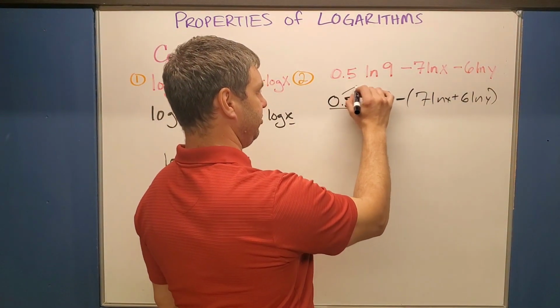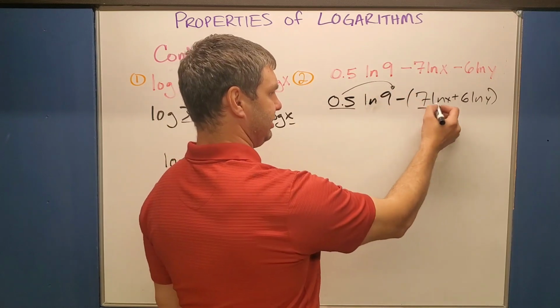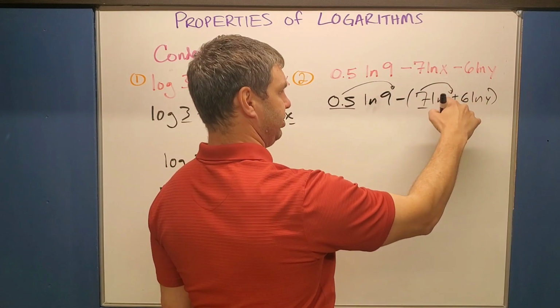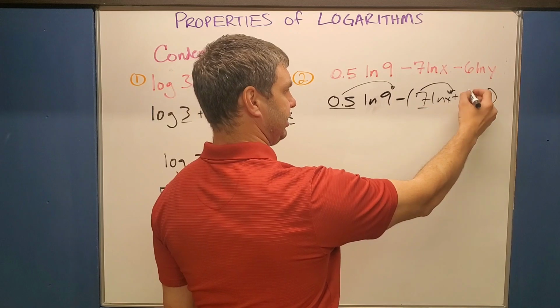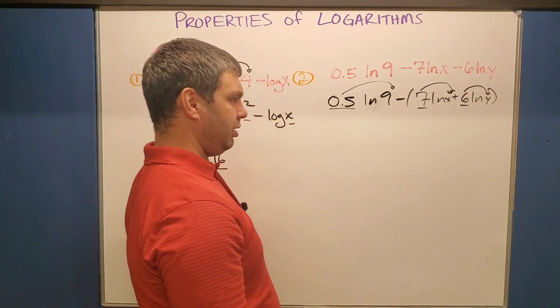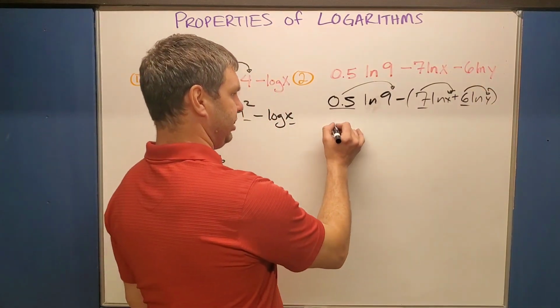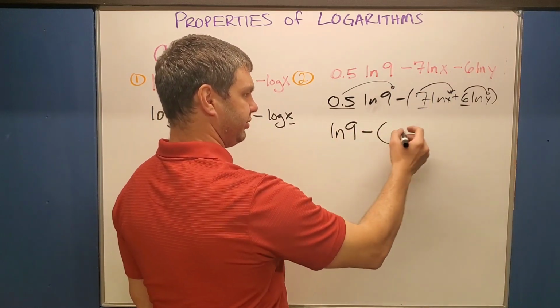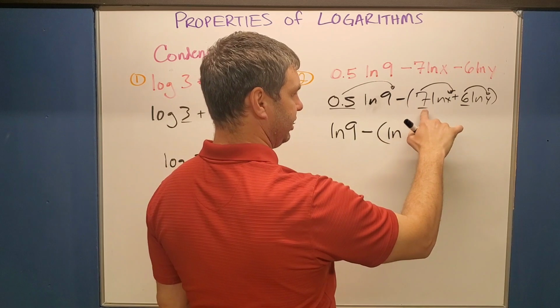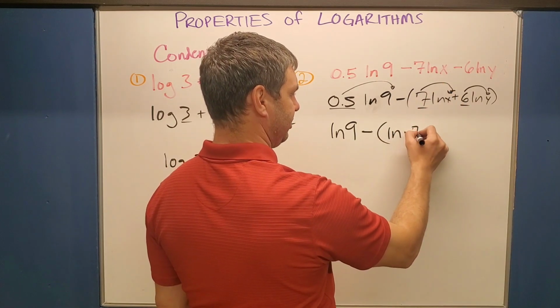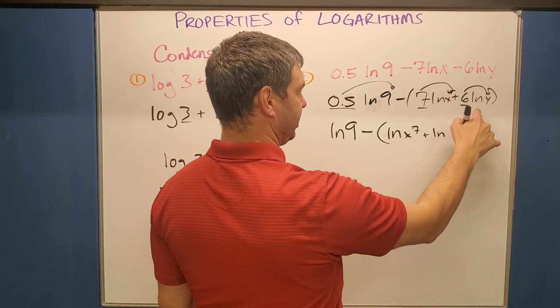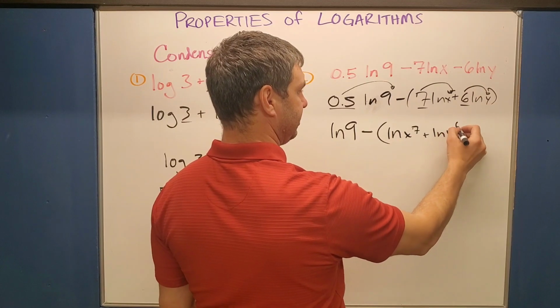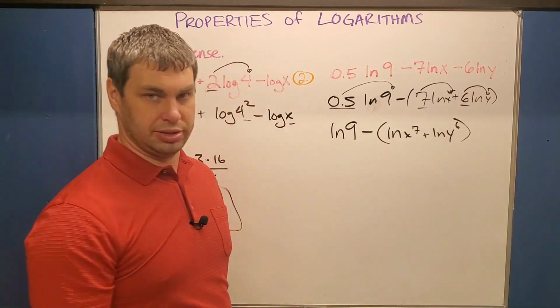So this 0.5 is going to go there. The 7 is going to go with the x, and the 6 is going to go up with the y. All right, let's do all of that. So now I'm going to have the natural log of 9 minus, this is still in parentheses over here, the natural log of x to the 7th plus the natural log of y to the 6th. And then close your parentheses.